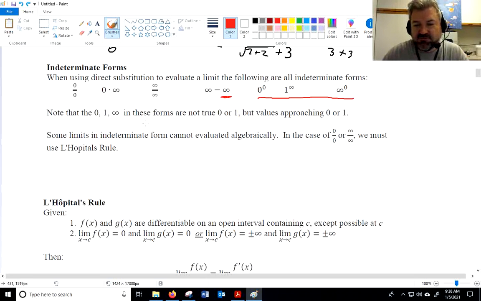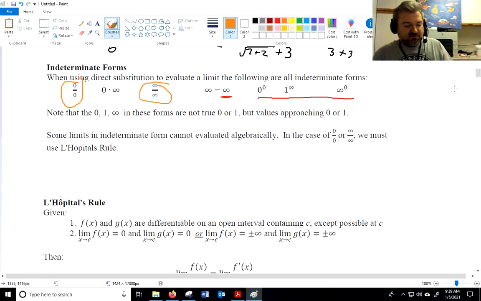So some limits in indeterminate form cannot be evaluated algebraically. We talked about it a little while ago. In the case of 0 over 0 or infinity over infinity, I said we must, but we really can use L'Hopital's rule, or we can try it. Again, L'Hopital's is not going to work for everything, but it'll work for a lot of things. So that takes care of 2 out of the 7 different cases. It doesn't seem like a lot, but as long as we can get it in that form, we can use L'Hopital. So we'll see how that kind of works out.